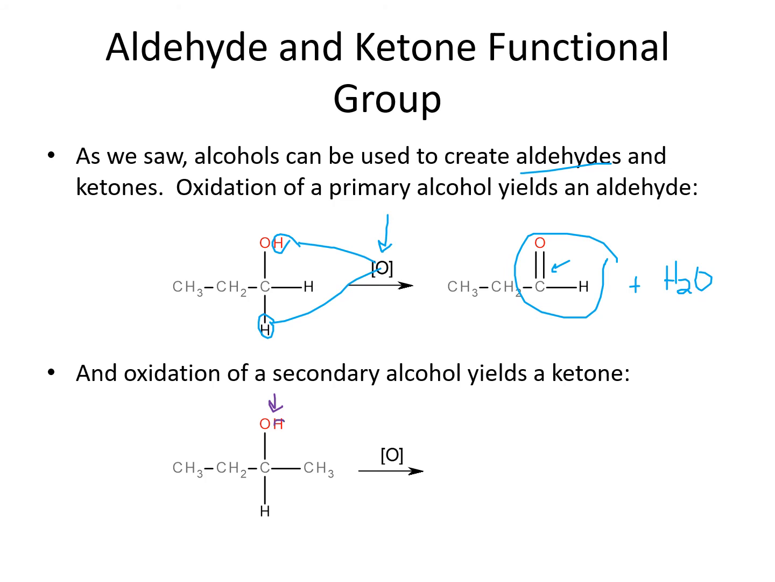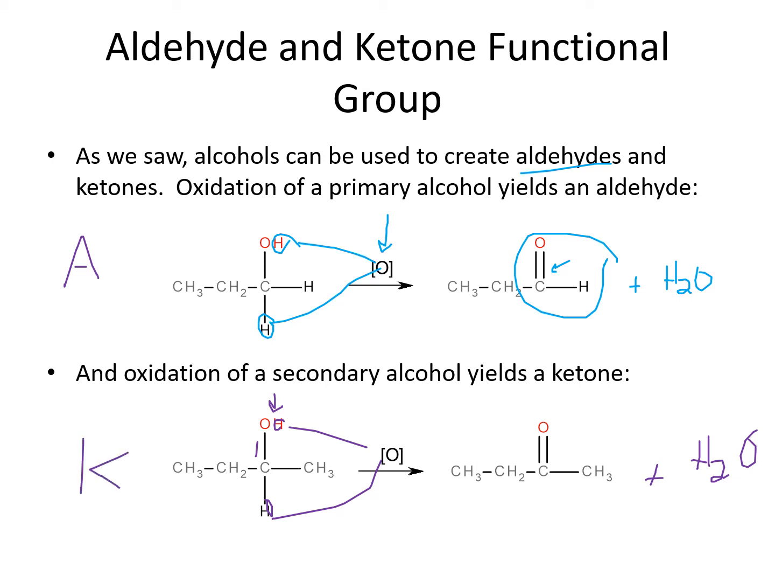Same kind of thing is going to happen. We're going to lose that H, we're going to lose that H, and a double bond is going to form. And those 2 H's combine with that O, and we make our water. So there's the creation of an aldehyde first, and then in a second one we can create a ketone.